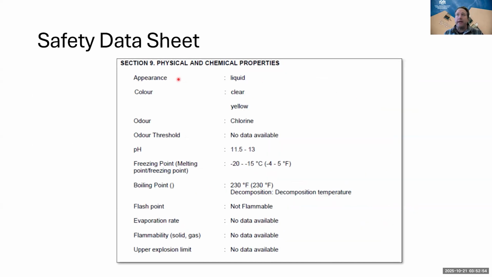Section 9 is all about the physical and chemical properties of the liquid. Can be a clear or yellowish color. Talks about pH.